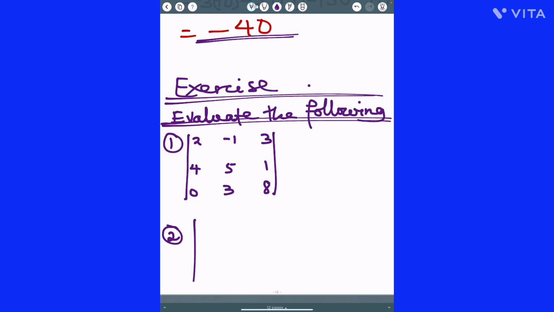For each question, find your determinant along one row and one column along a different row and a different column. You can choose first solution along the second row, maybe second solution along the third column. Just try and alternate what row or column you choose to find your determinant on. 6, 9, 7, 4, 3, minus 5. So find the determinant of each of these matrices.